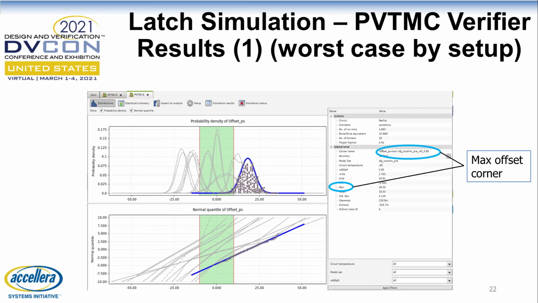Here we see the GUI of the PVT-MC verifier tool, and it is showing the probability density histogram for the offset. The tool allows you to specify a target, the max or minimum of the distribution. For our case, the worst case is the highest standard deviation of the offset. The GUI is highlighting the distribution at the very right because this is the way the initial setup was done.